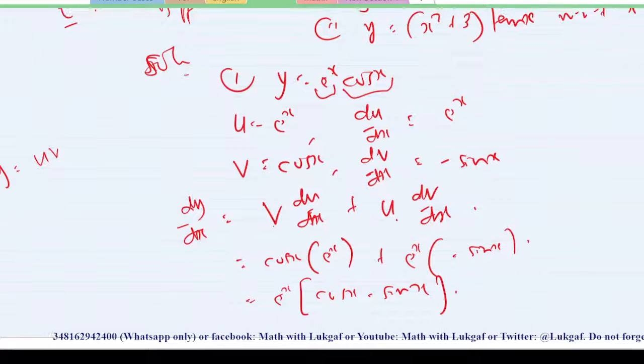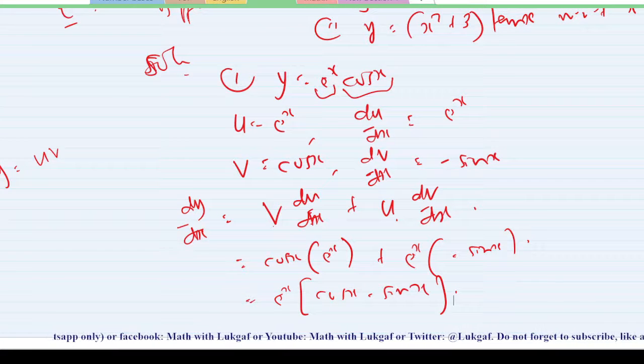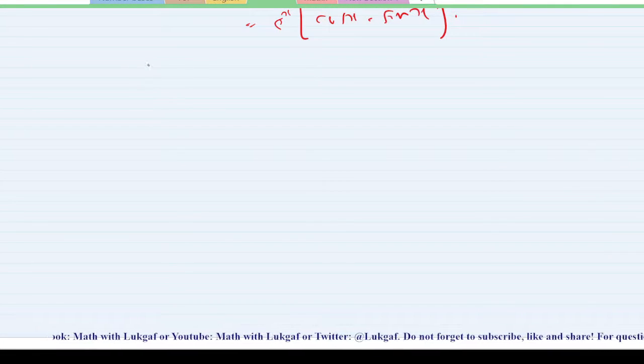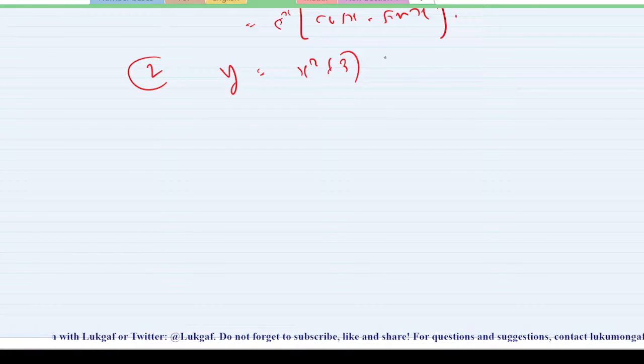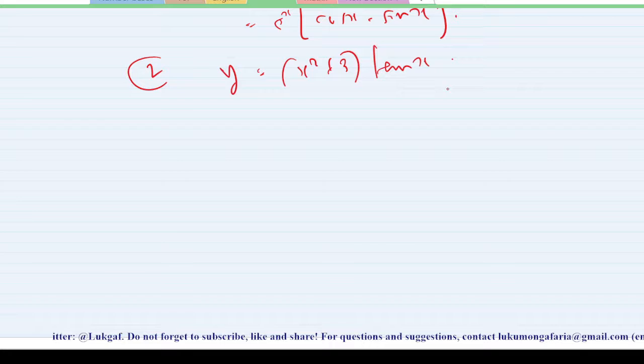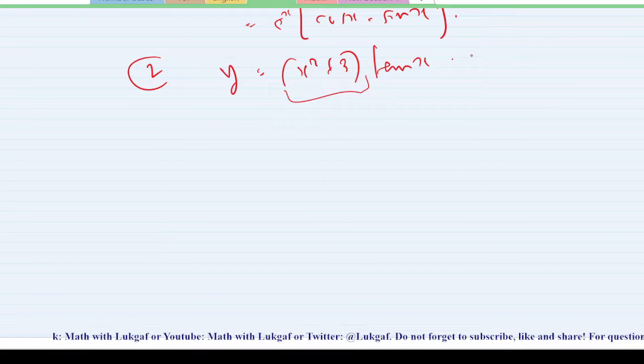Okay, now let us do the second one. I have y is equal to (x square plus 3) tan x. We know already that we are going to use product rule because this is not a quotient function, so you are not going to apply quotient rule, and you have this function in terms of product, in the sense that this is a function, this is another function.